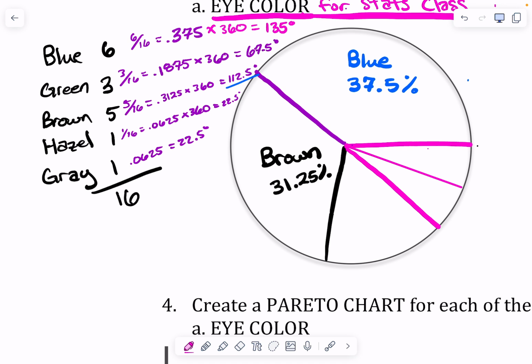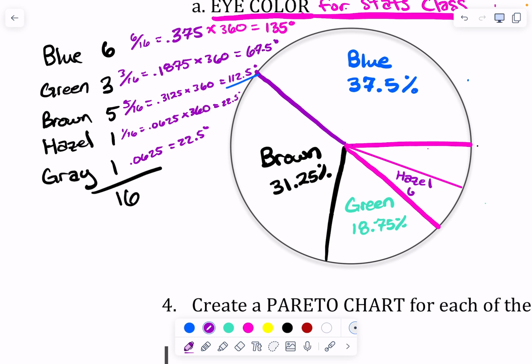I have one straight line. All right, my other one is green. And he is how much? 18.75 percent. Does it matter which one goes first? Alphabetically. Which one goes first? Hazel. Hazel is going to be purple today. And Hazel is 6.25%. And gray, we'll make gray red.